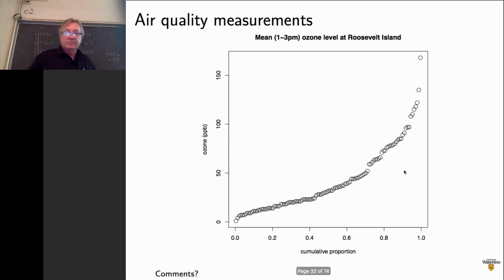Let's continue. What about this one? This is the ozone in parts per billion. Equally spread out? No. Where does it pile up? Go ahead. Towards the end, which end? It's piling up on the right? Is this the right to you? Yeah? Why do you think it's piling up there?